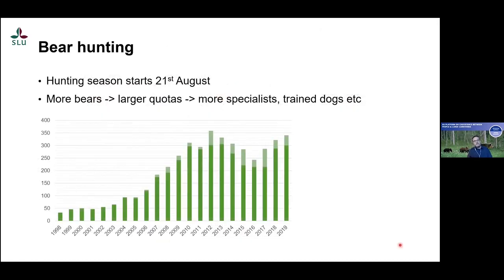We also get data from the bear hunting, and the hunting season starts the 21st of August, and with more bears, the quotas have increased. It gives more specialist hunters who are really interested in hunting bears, and they get trained dogs, so they become more efficient, and now usually the hunting quota of 300 bears is filled in less than a week.